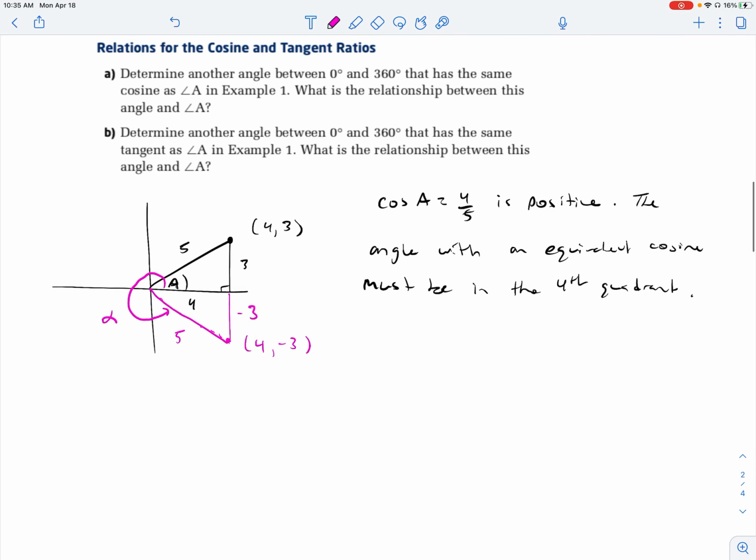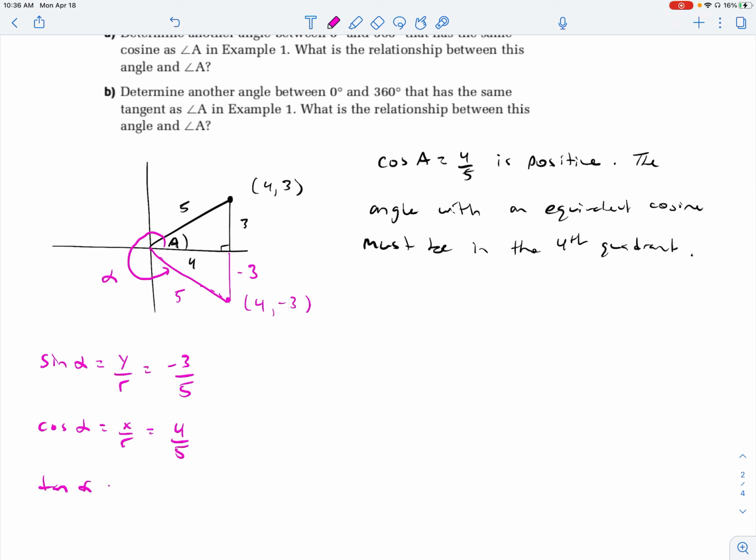So we can say here sine of alpha is going to equal y over r. So the y value is negative 3, the hypotenuse is 5. Cos of alpha, x over r, x is still positive 4, hypotenuse is still 5. Tan of alpha, y over x, it'll be negative 3 over 4. So those are my three primary trig ratios for a second angle that also has the cosine of 4 over 5.